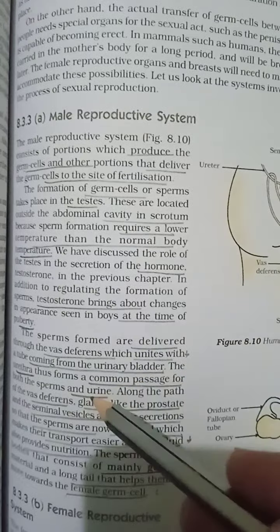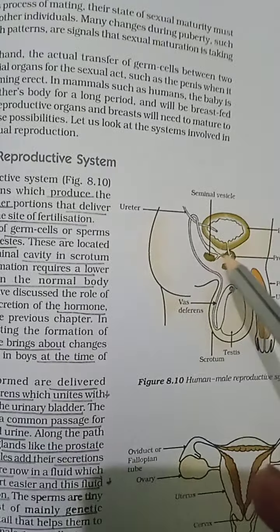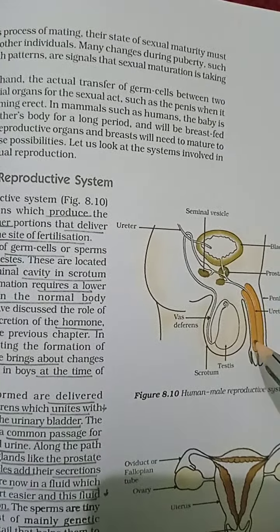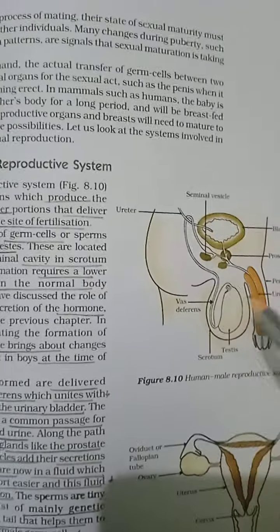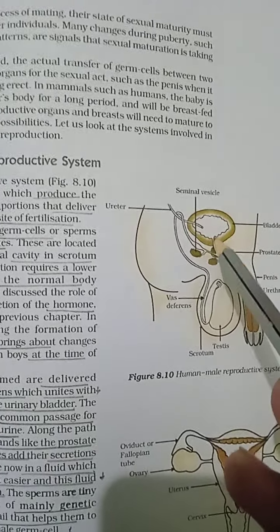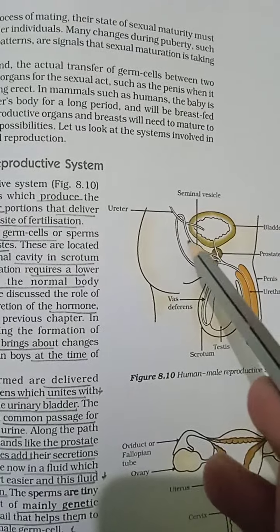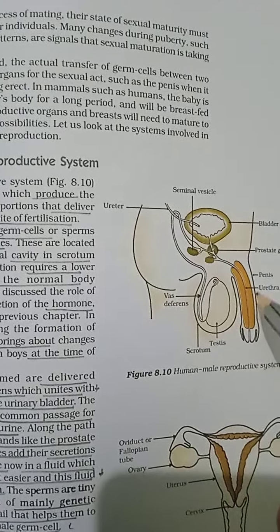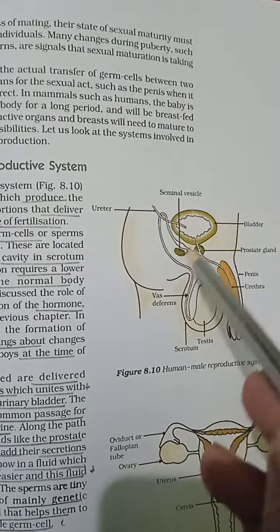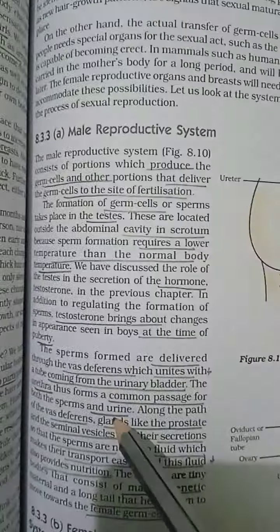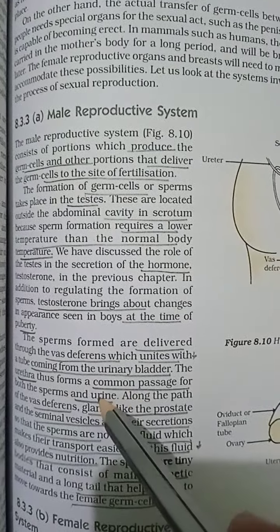Very important. Then this extends throughout, and that is called the urethra. The urethra is the common passage for both semen and urine, because the urinary bladder also opens, and the vas deferens also opens, into that common tube. That's why the urethra is called the common passage for both semen and urine.